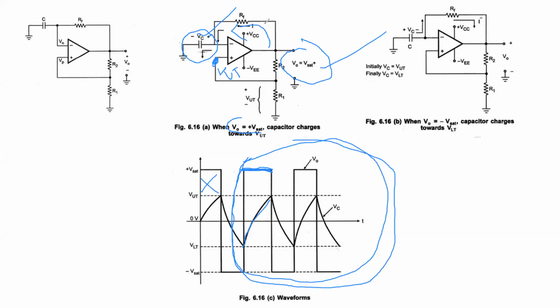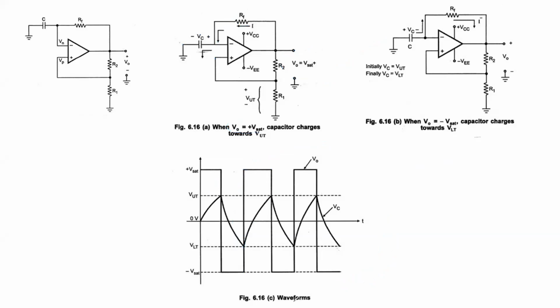Suppose, so V sat means how much voltage approximately? Can anyone tell me? VCC. Right, approximately VCC. Suppose we take plus 14 volts. Right. How much can VUT be?